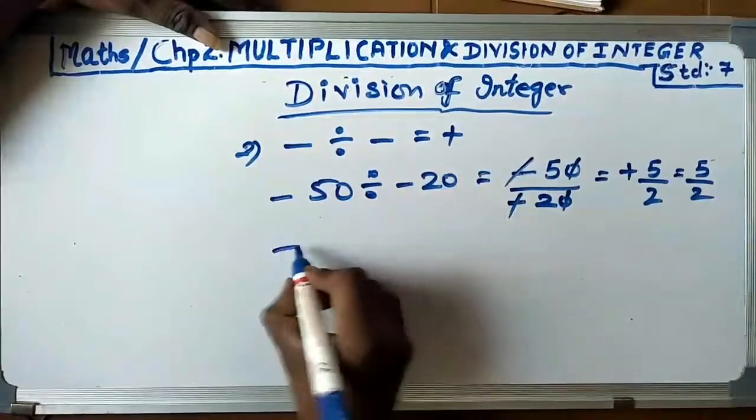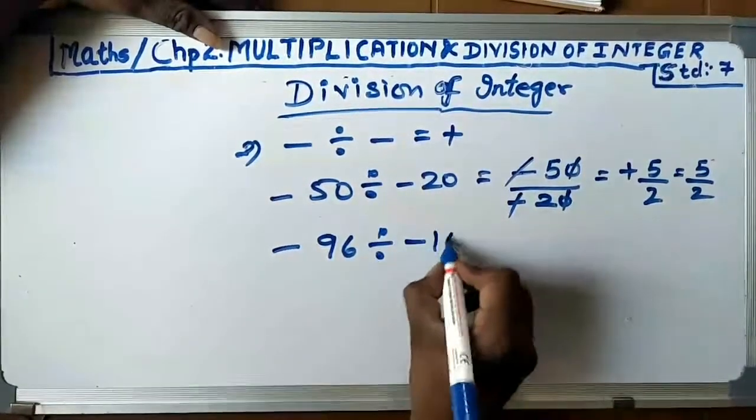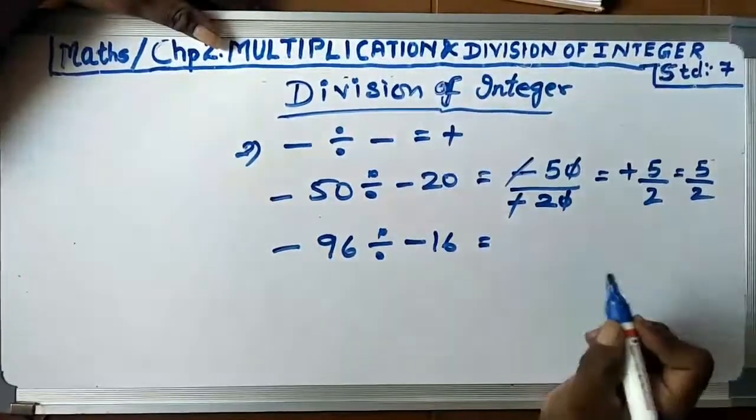Let's do the next sum. Minus 96 divided by minus 16. So how do you write this?